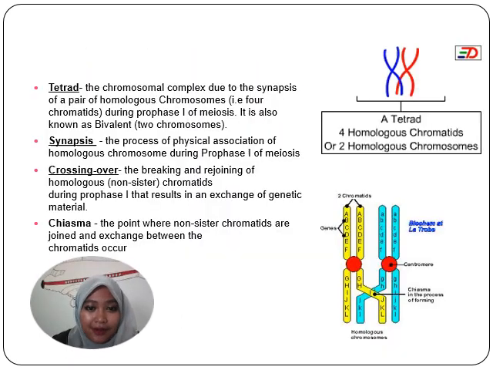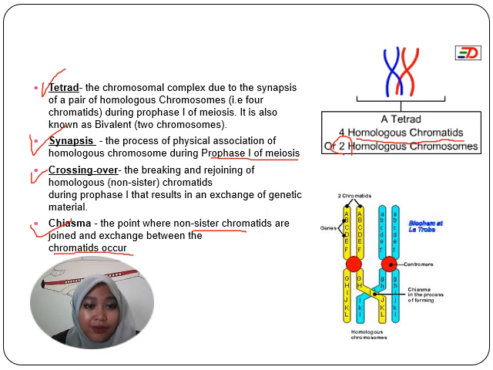Alright. Then we have a tetrad, which is 4 homologous chromatids or 2 homologous chromosomes. We have synapsis, the process of association during prophase 1. We do have crossing over, where non-sister chromatids of the homologs break and rejoin during prophase 1, which I'm going to learn later. We also have a chiasma, which is a point where non-sister chromatids join and exchange between the chromatids occurs.